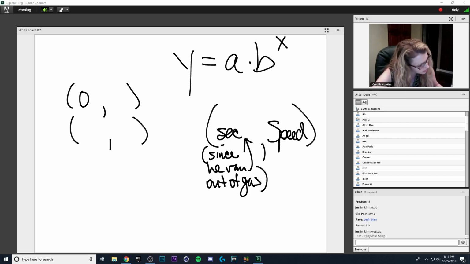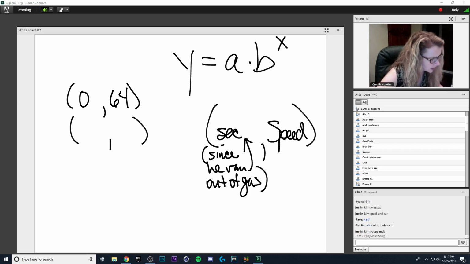So it says that as he slows down, his speed decreases, dropping to 48 kilometers per hour after 10 seconds. So when he first runs out of gas, his speed was 64 kilometers per hour. So that's my 0, 64. That's when he first ran out of gas.